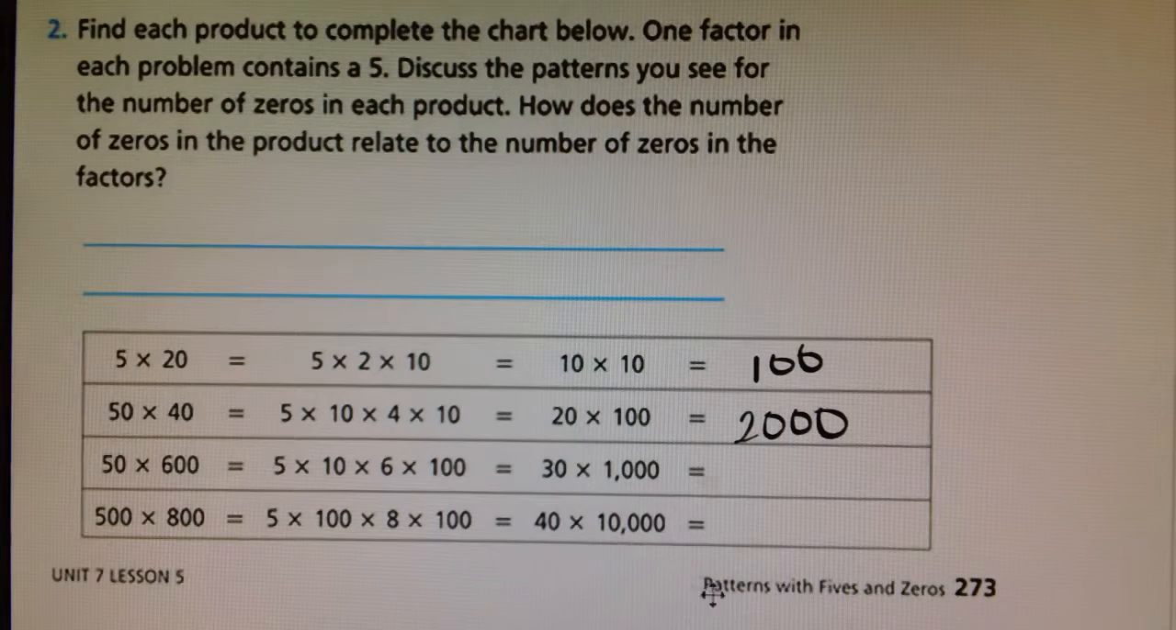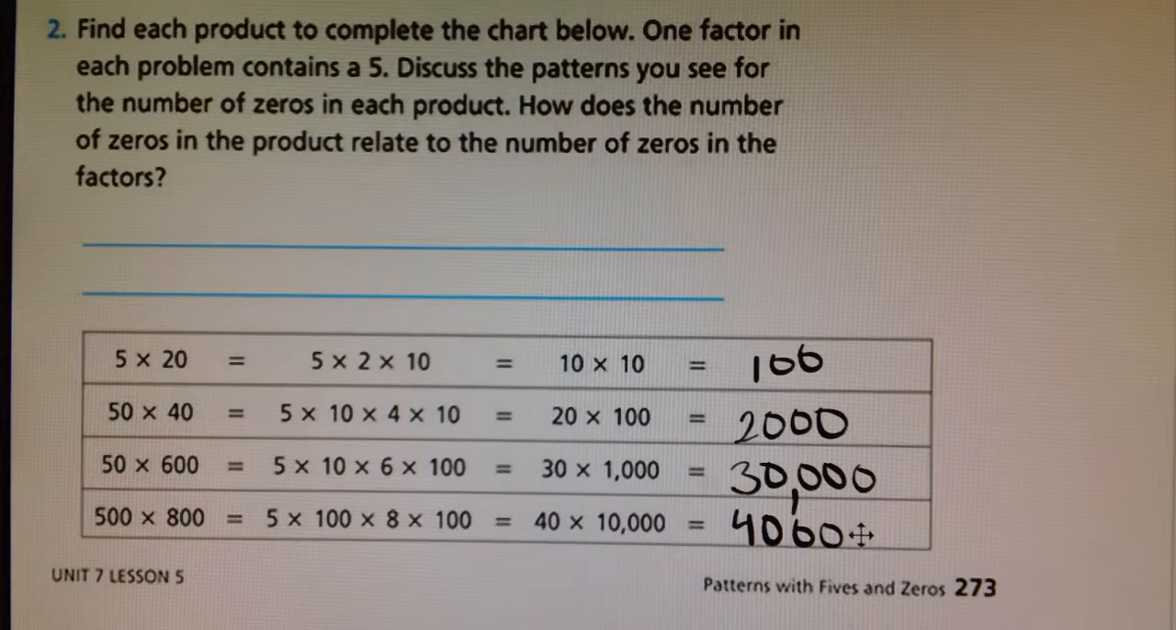50 times 600 is the same thing as 5 times 10 times 6 times 100, or 30, because 5 times 6 is 30, times 1,000. Okay. And 500 times 800 is the same thing as 5 times 100 and 8 times 100. So 40, because 5 times 8 is 40, times 10,000. Add those extra zeros in.